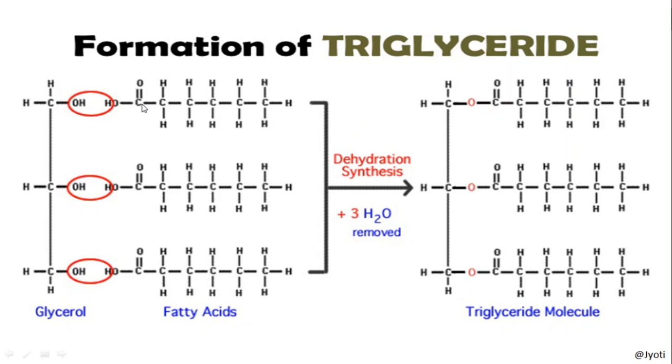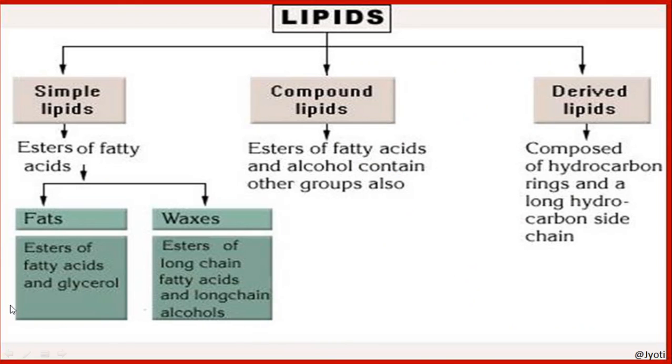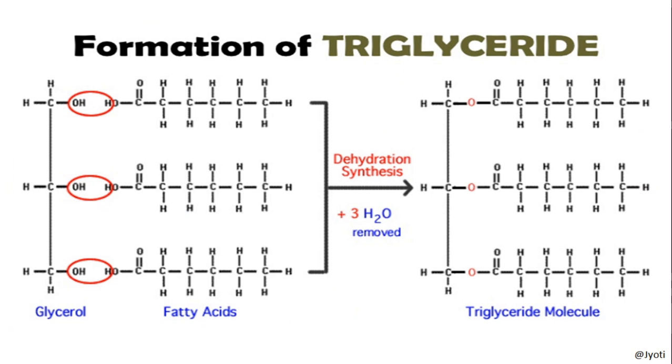Here you can see that from the fatty acid the H is removed and from the glycerol the OH is removed. So there are 3 OH and 3 H from 3 fatty acids removed. Here you can see 3 water molecules are removed and the bond is formed. This is the ester bond. That's why it is known as ester of fatty acids and glycerol. This is the structure of a fat.